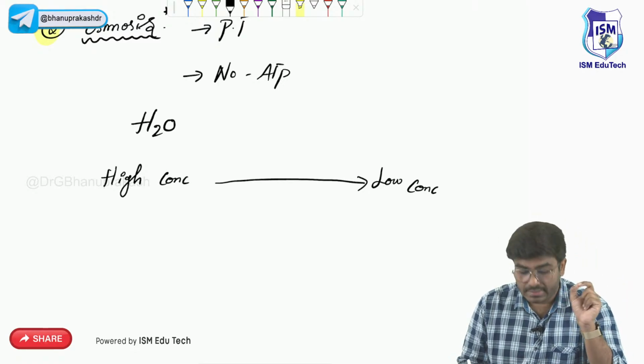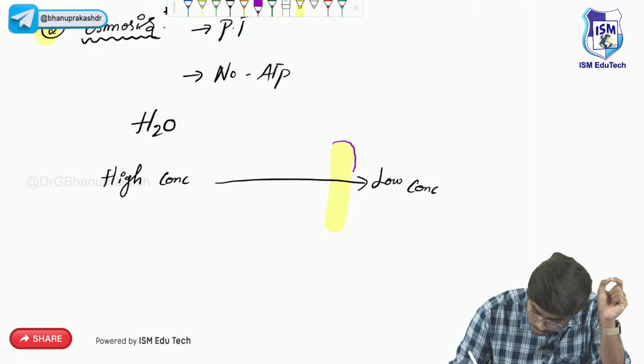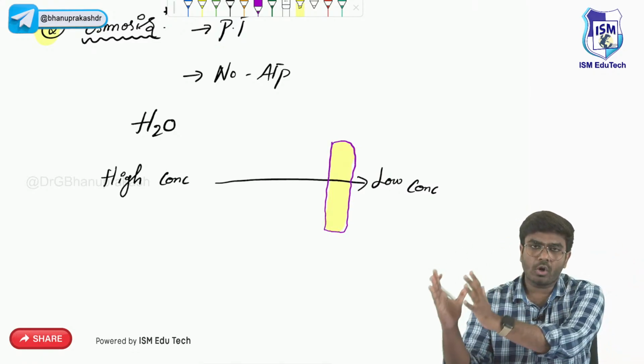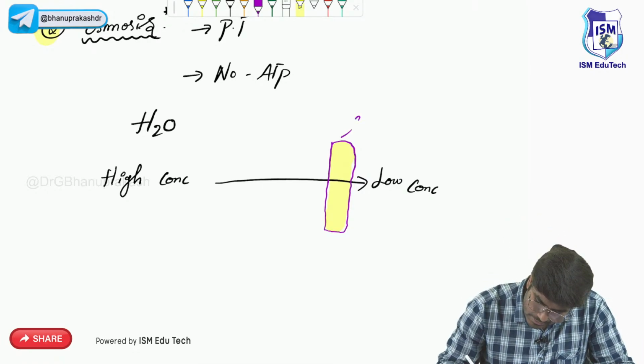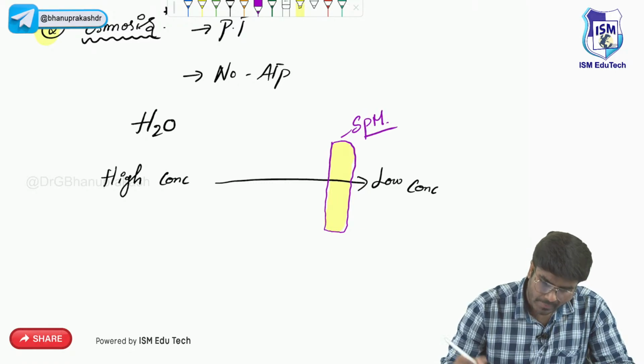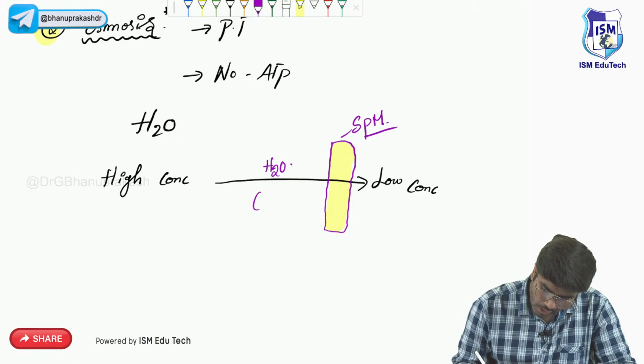But what is the difference, sir? Here water is moving via a semi-permeable membrane. The important point is there is a membrane separating high concentration and low concentration, a semi-permeable membrane. Who is moving from high concentration to low concentration? Water or solvents.